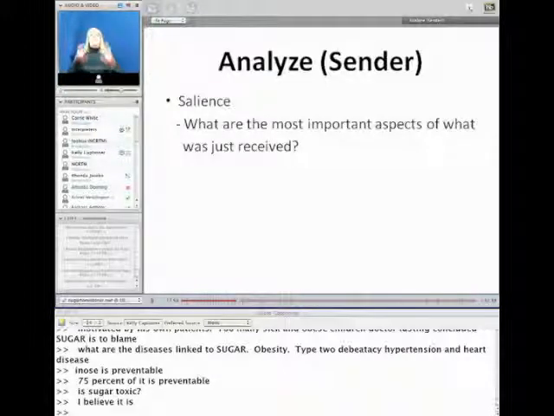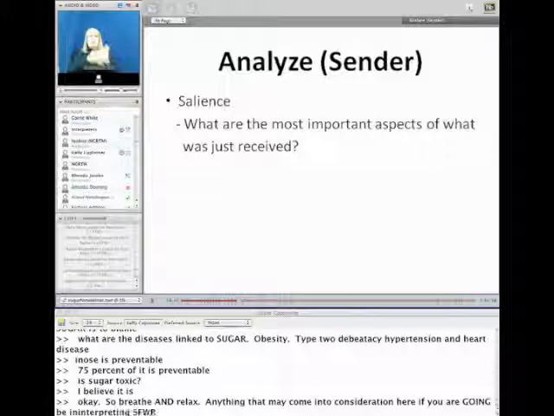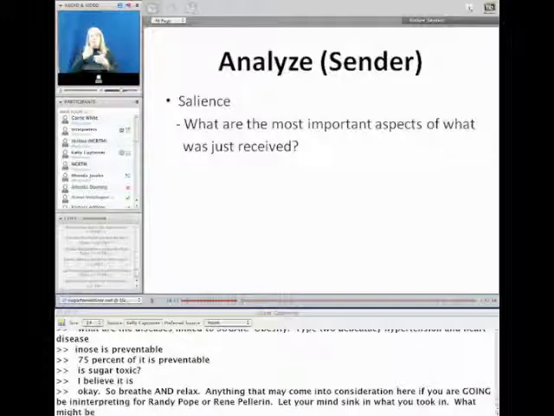Okay, so breathe and relax. So anything that might come into consideration here, if you're going to be interpreting for either Randy or Renee, let your mind consider all the things that you took in, what the speaker said, and also everything else other than what the speaker said, and what might be important to include in your interpretation.